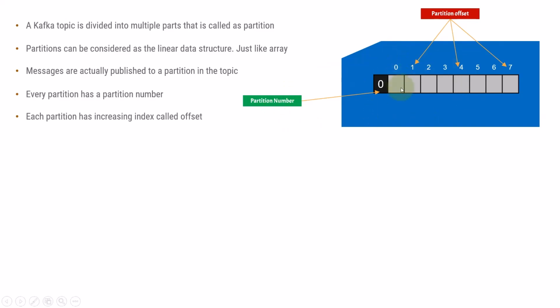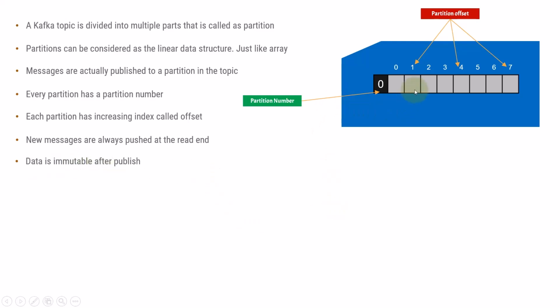Every partition has a partition number, and every partition has an increasing sequence of index that is called the partition offset. Now, new messages are always pushed at the rear end. If you want to publish a new message, you will always write at the end. Suppose you have published the message at index 1, then you can't mutate it. That is why data is immutable after publish.